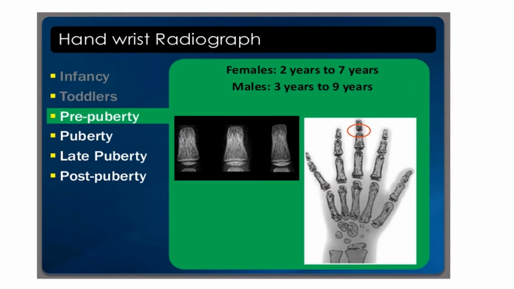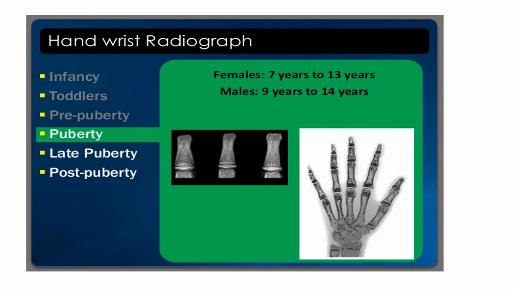Now see other changes in the pre-puberty stage: females 2 years to 7 years, males 3 years to 9 years. You can appreciate here there are very big changes in this area. Coming to the puberty age, 7 years to 13 years for females, and 9 years to 14 years for males, you can see definitely that the growth of these bones is there. You can see the maturity of the bones everywhere.